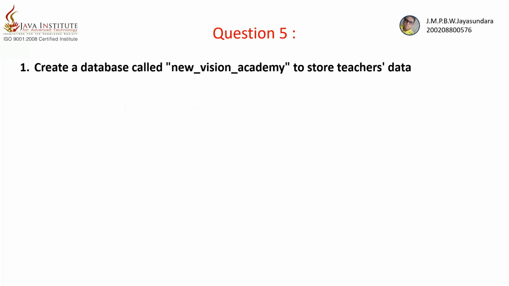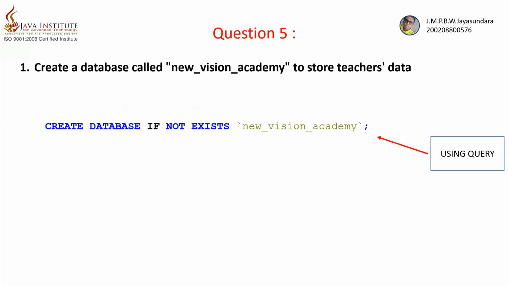So let's start with question number 1. Create a database called New Vision Academy to store teachers' data. We can do this using two methods. First one is using a query and second one is using a manual method. We discussed in our previous question sets how we can create a database using the manual method and using a query. So let's do this practically.